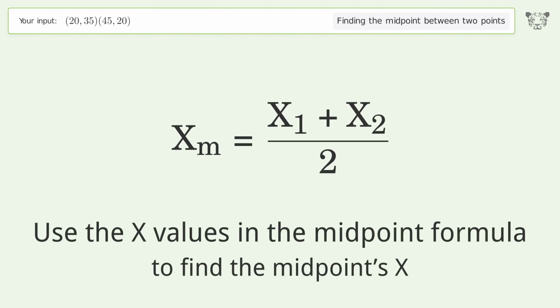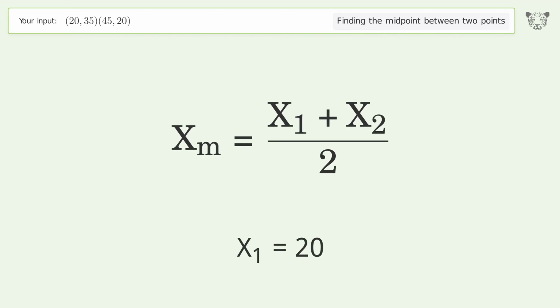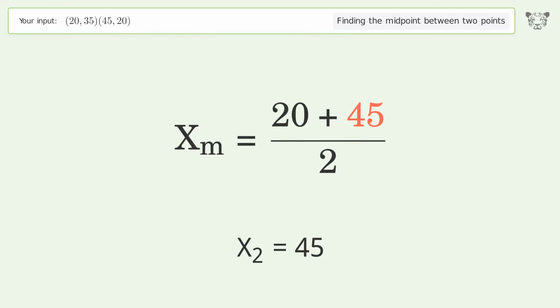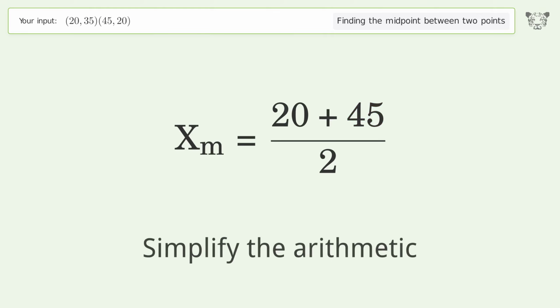Use the x values in the midpoint formula to find the midpoint's x. x1 equals 20. x2 equals 45. Simplify the arithmetic.